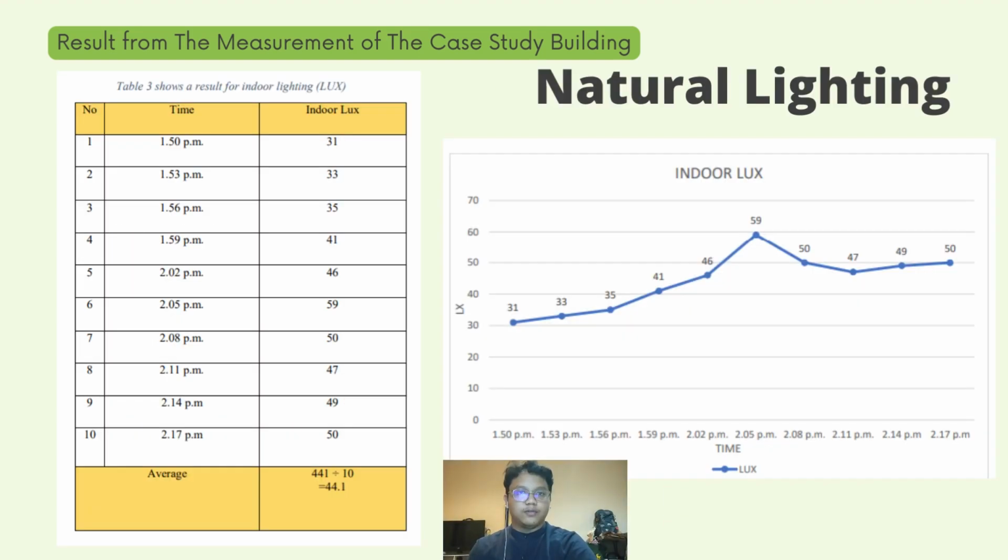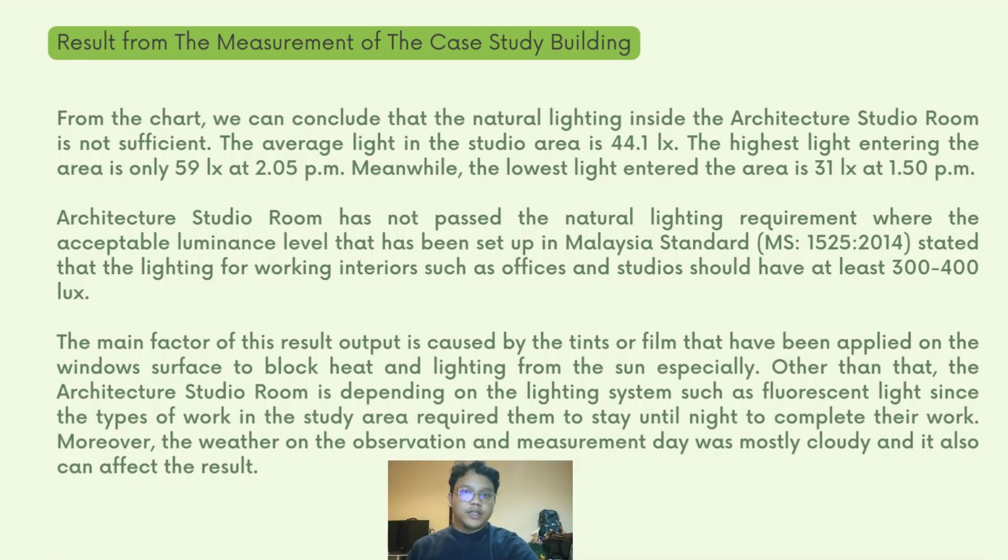Next is the result from the measurement of natural lighting for this case study. As we can see here, at the left and right side are the table and chart for indoor lighting lux. From the chart, we can conclude that the natural lighting inside the architectural studio room is not sufficient. The average light in the studio area is 44.1 lux. The highest light entering the area is only 59 lux at 2:05 p.m. Meanwhile, the lowest light entering the area is 31 lux at 1:50 p.m.